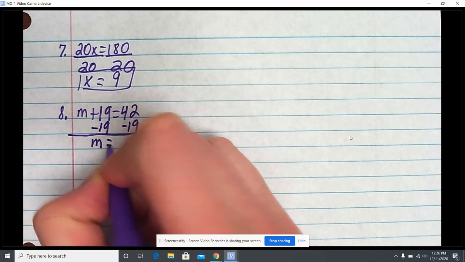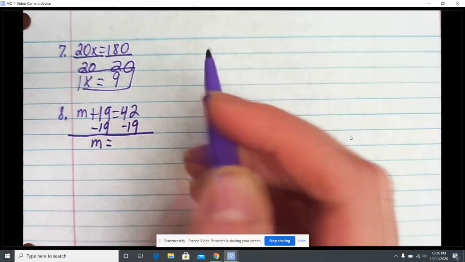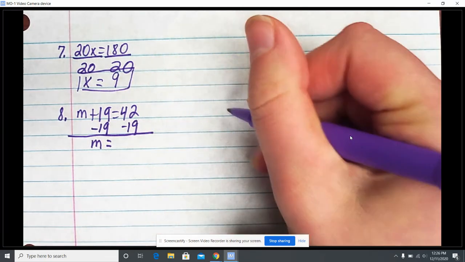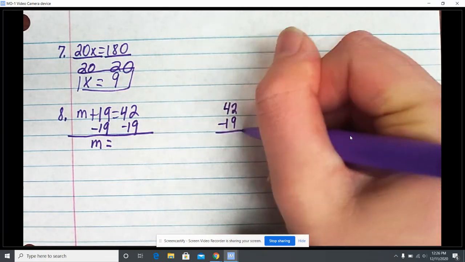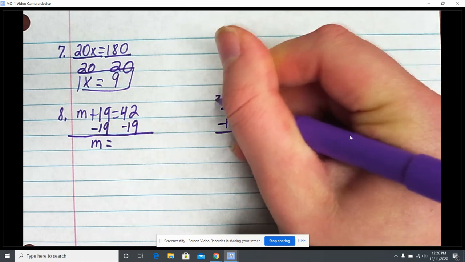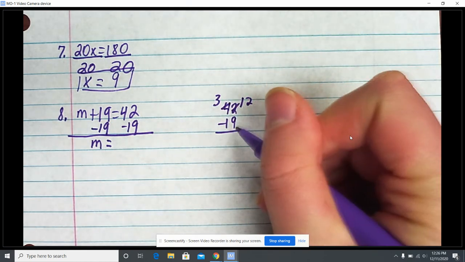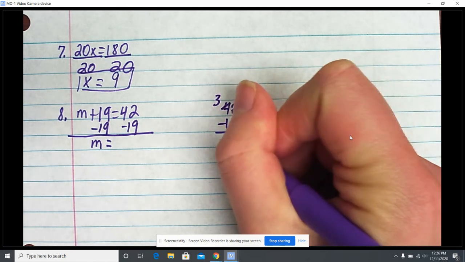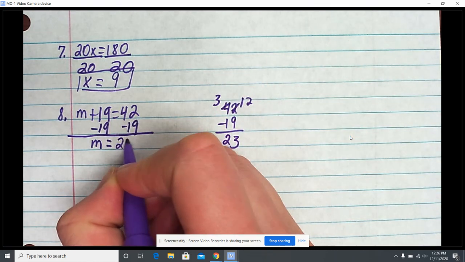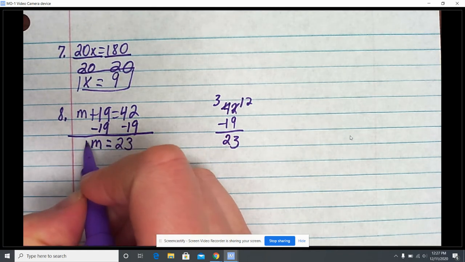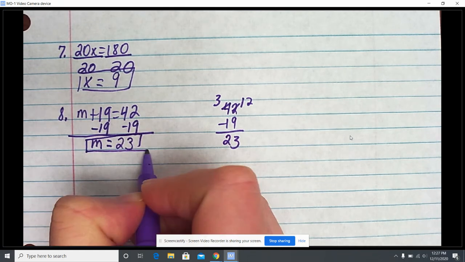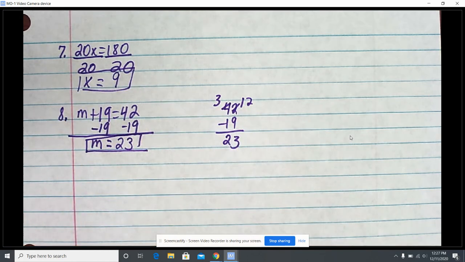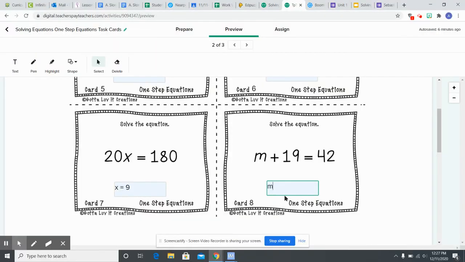So it gives me m equals, and then I take 42 minus 19. If we do 42 minus 19, that turns into 12. Borrow gives 3, so 12 minus 9 is 3. 3 minus 1 is 2. So m equals 23. All right, on to the next page.